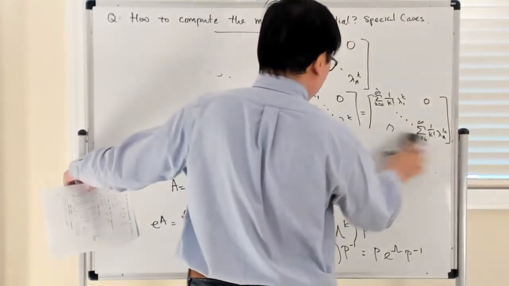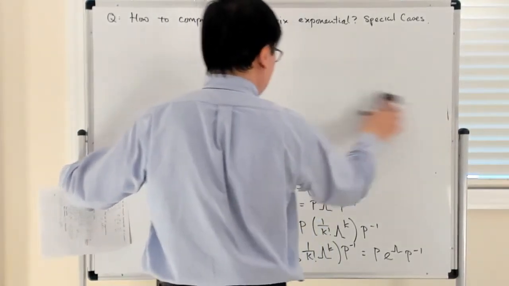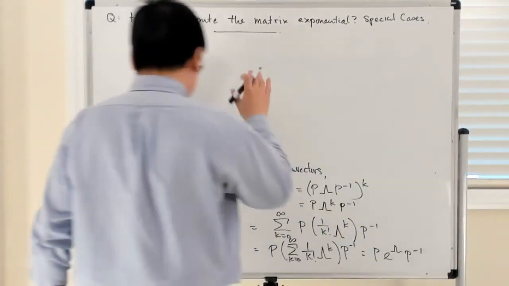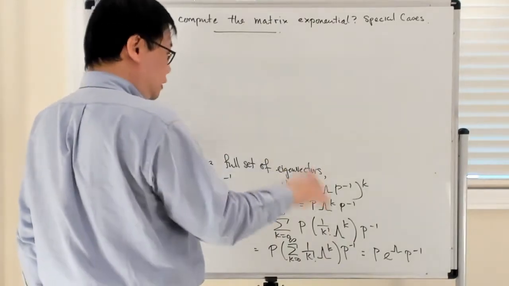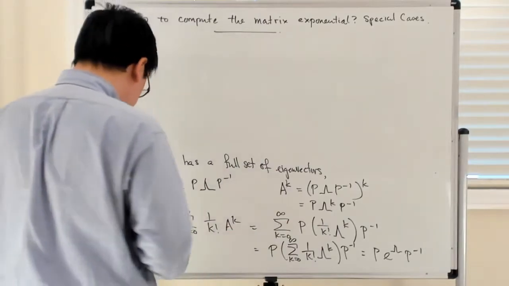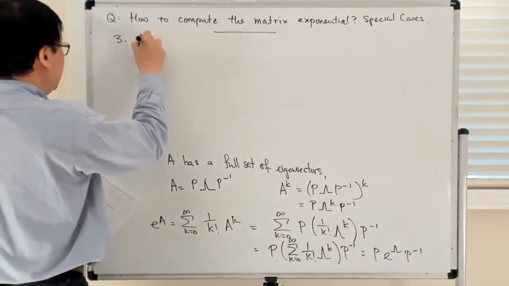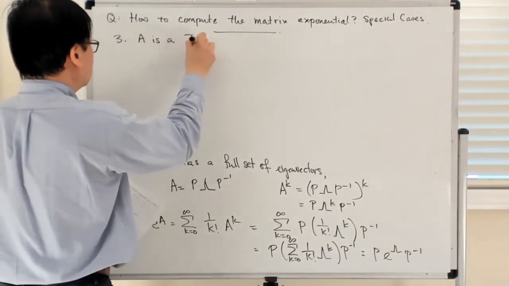What happens if you have a Jordan block? We're just going to look at one of those blocks, because if the matrix A is block diagonal, you can compute the exponentials of the individual blocks. So the third case is A is a Jordan block.